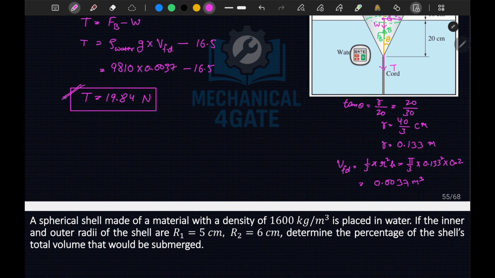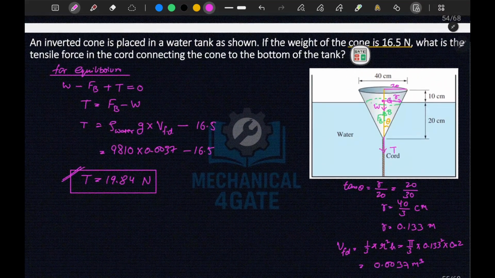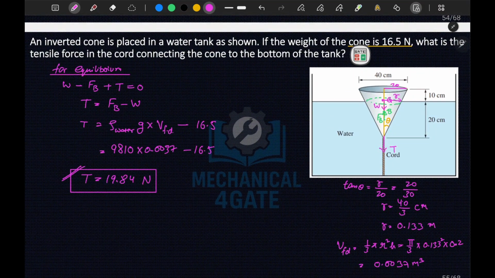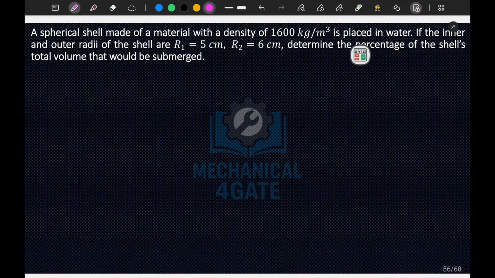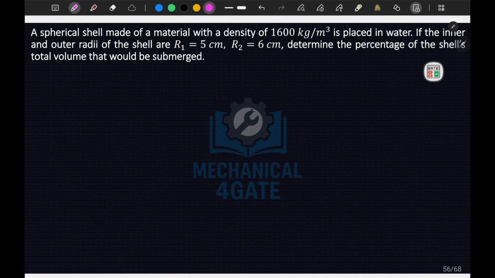So this will be your tension in the connecting cord. Now this is your next question. A spherical shell made of a material with given density is placed in the water. The inner and outer radius are given. Determine the percentage of the shell's total volume that will be submerged.